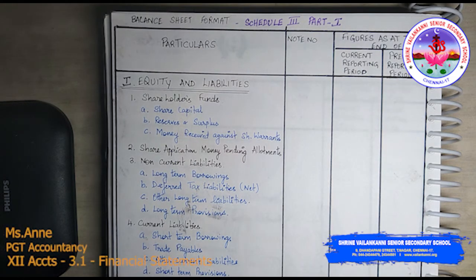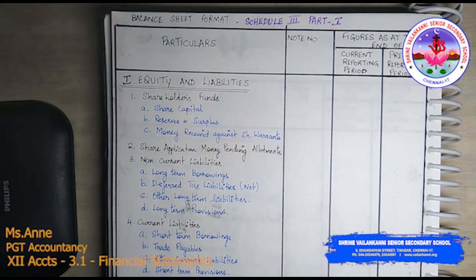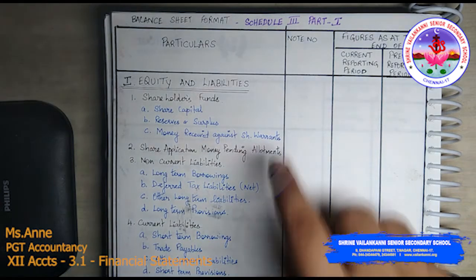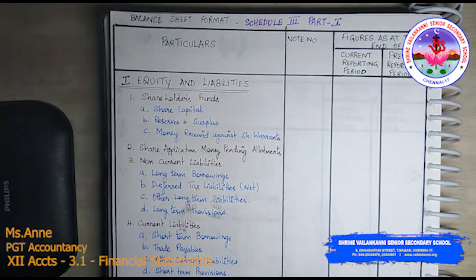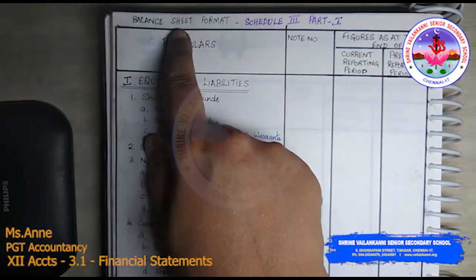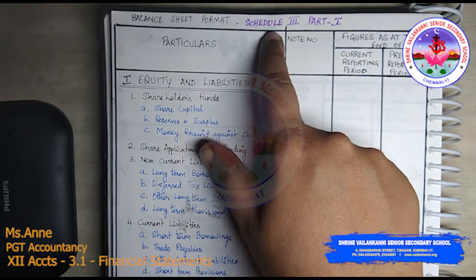Hello class, I welcome you all to this session. In this session we are going to learn the format of the balance sheet as per Schedule 3 Part 1. Part 1 is always the balance sheet, and Part 2 will be your P&L account, Schedule 3.